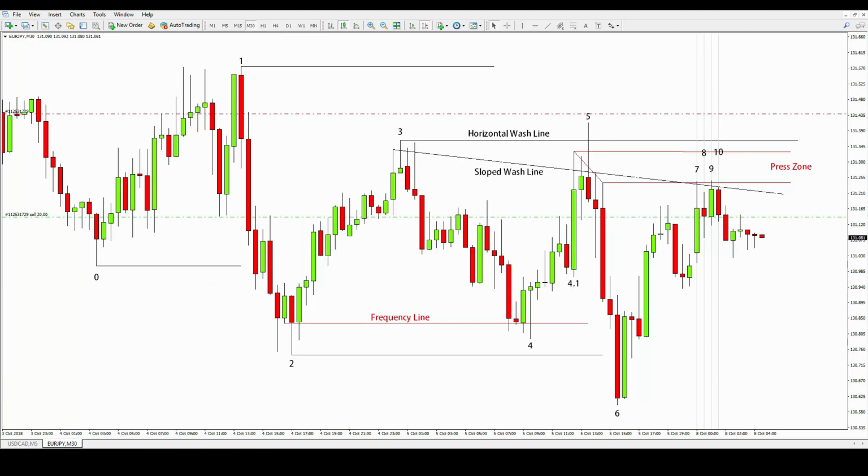In this lecture we are going to study an advanced trade situation that happened in the Euro-Yen 30-minute chart. This is a more advanced trade because it involves more subtle ideas like the sloped wash line and frequency lines as well. These are relatively simple things to grasp, but their application is not always obvious, otherwise they would be part of folk wisdom by now, and they are certainly not.